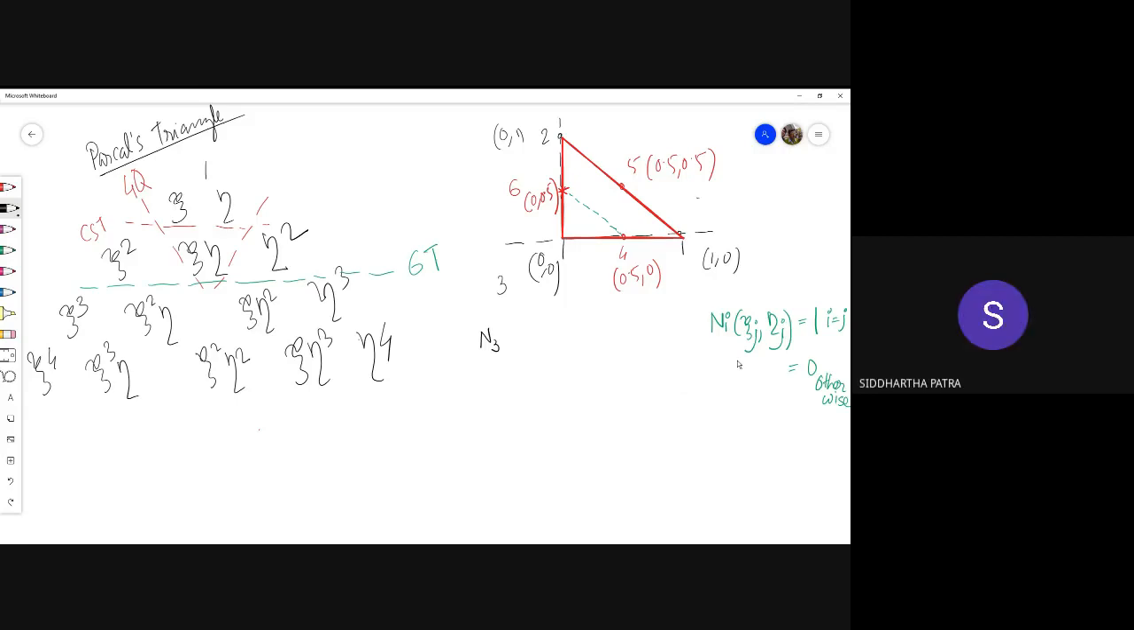Equation of the line: xi plus eta equals 1. And for this second line, what is the equation? Half. Xi plus eta equals 0.5. Okay, so on these two nodes, xi plus eta equals 0.5.